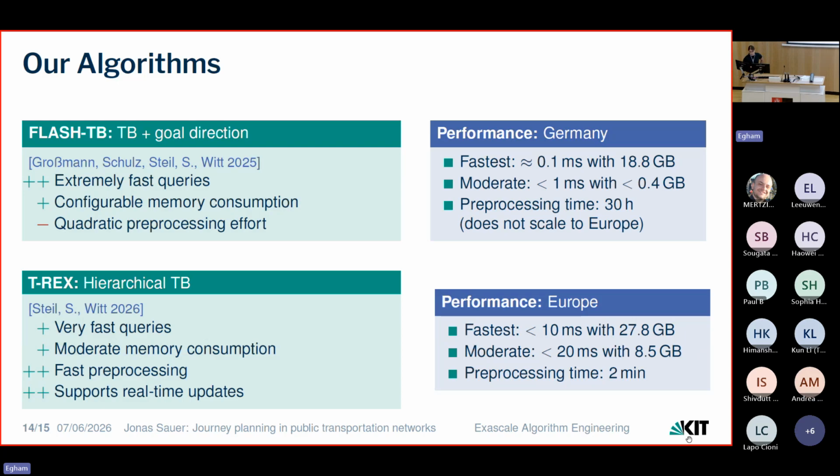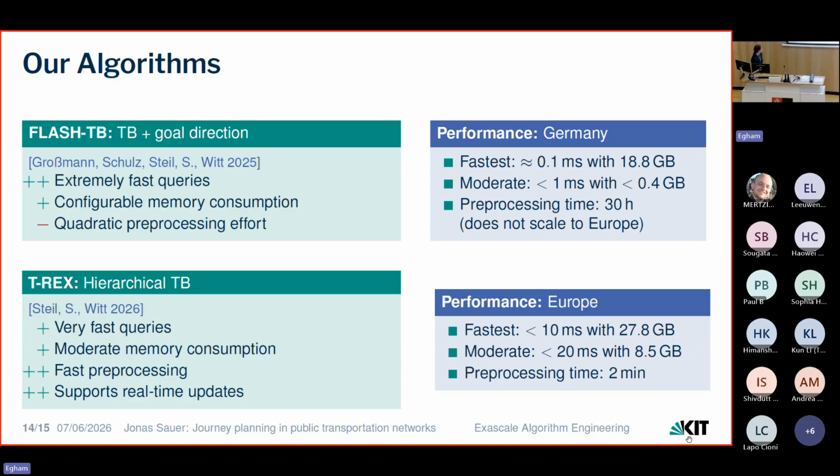Okay, we turned this into two algorithms. One of them uses goal direction. It's called Flash-TB. The query times are extremely fast. So on the network of Germany, I can get down to about 0.1 milliseconds. It uses quite a bit of space to do that, 18.8 gigabytes, but I can get it down. I can keep it at less than a millisecond with less than a gigabyte of space. The problem is that the pre-computation effort is quite heavy. On Germany, it takes 30 hours already, and because the effort is quadratic, it does not scale to larger networks.